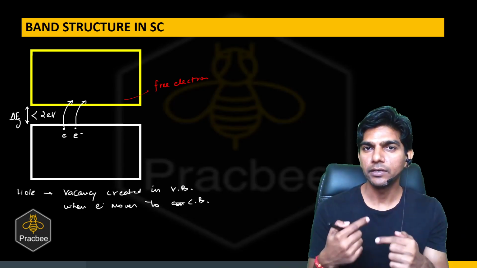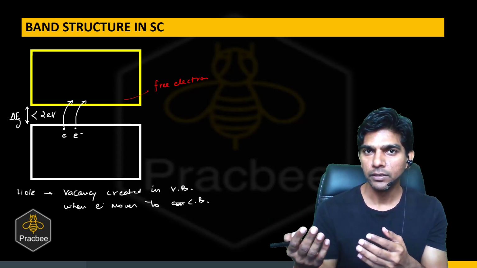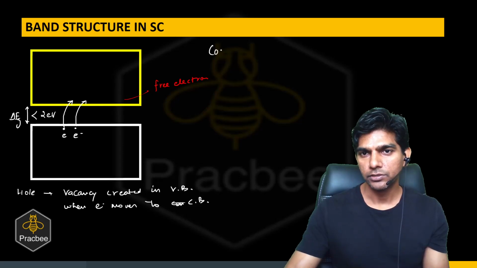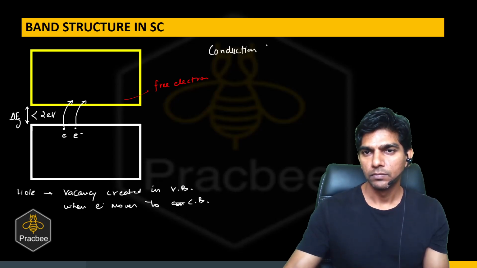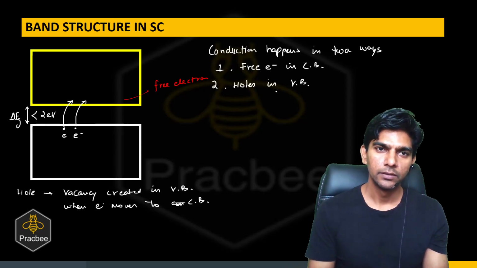So in a semiconductor, conduction happens in two ways: first by free electrons in the conduction band, second by holes in the valence band.